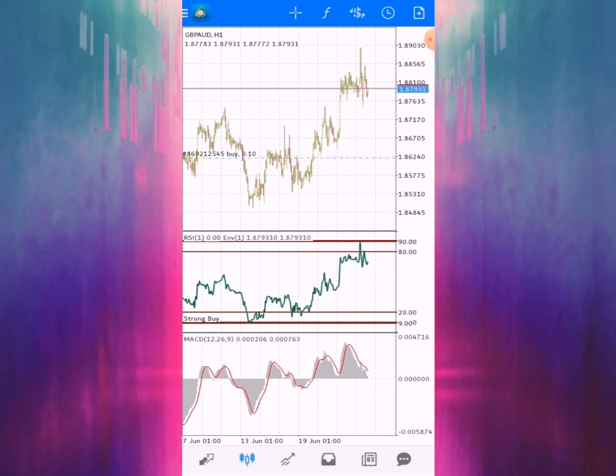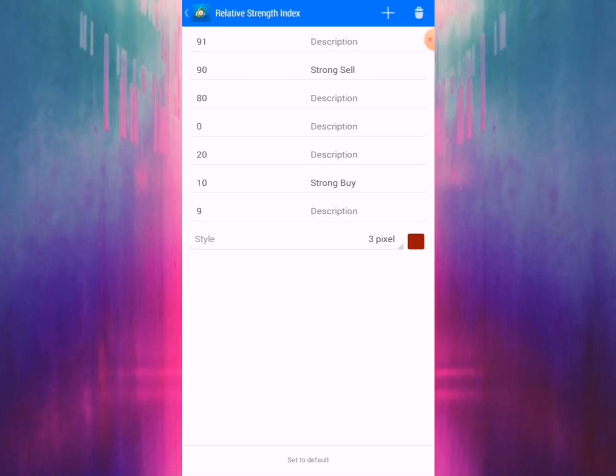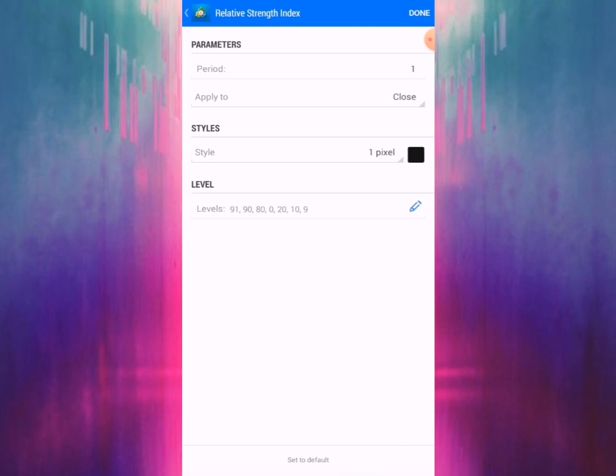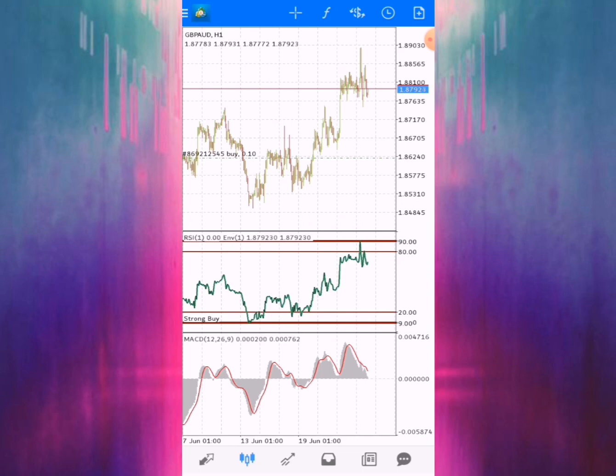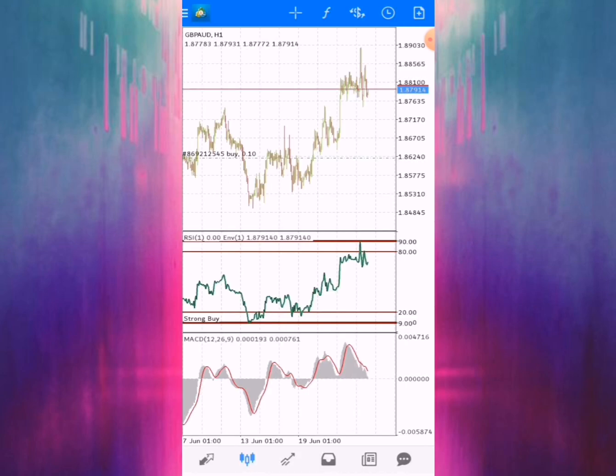For those who do not have the settings of these indicators, you can check my previous video, or let me just show you. You have the RSI. The RSI has these levels: 91, 90, 80, 0, 20, 10, 9. If you want to set it up, you can check the previous video. Okay, done. You also have on the RSI that moving envelope. The moving envelope inside the RSI is period 1, deviation 0, shift 0. Just copy that, and then the MACD is just the default one.